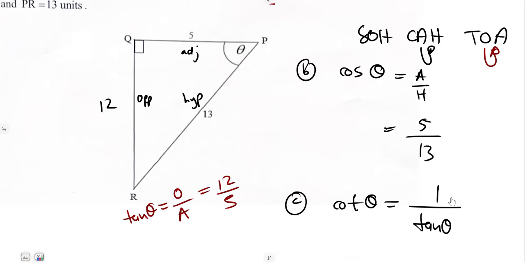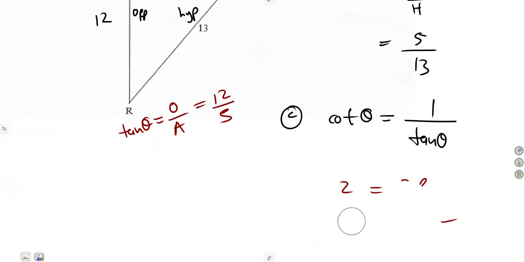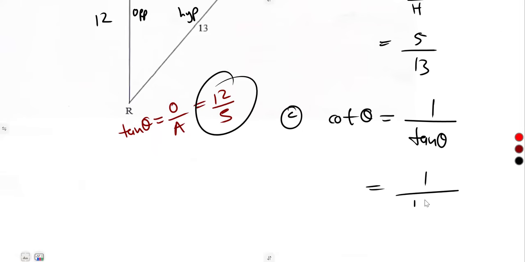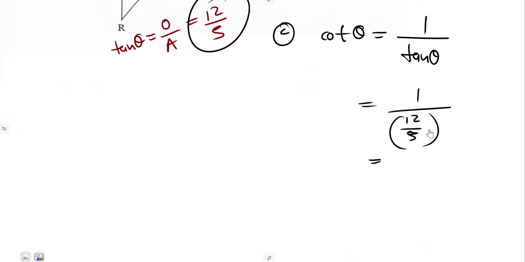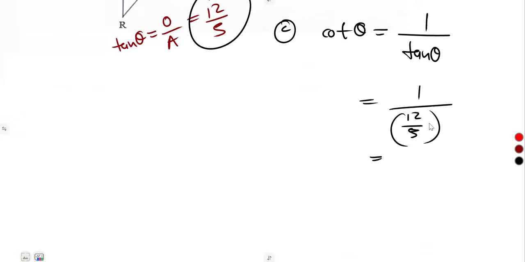So 1 over, that's cot now, 1 over the tan, which is what? The reciprocal of this, 12 over 5. So what is the reciprocal of 12 over 5? Simply invert the fraction in the denominator. So it's going to be 5 over 12. So that was the cot of angle theta.